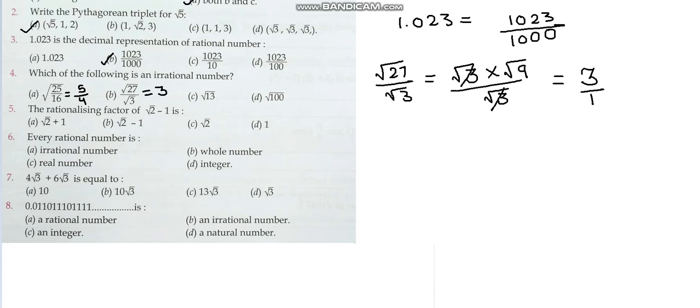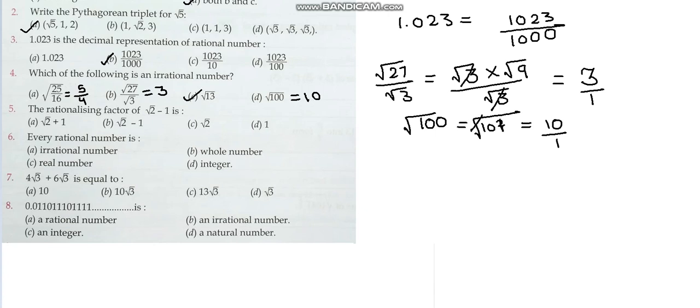Now we come to the 4th option, that is root 100. So 100 is the square of 10 and the square root symbol will cut with the square symbol and it is equal to 10. 10 is also a rational number as it can be represented as 10 upon 1. So we are only left with one option, that is root 13. Root 13 is an irrational number because the square root of all prime numbers is irrational. So the answer to the fourth question is root 13.